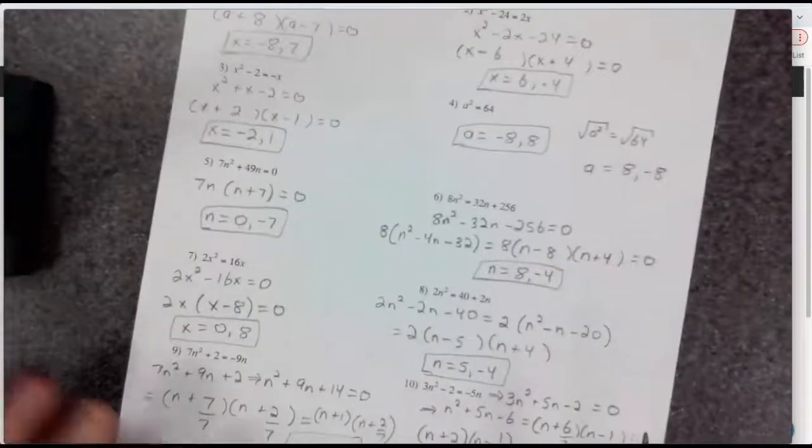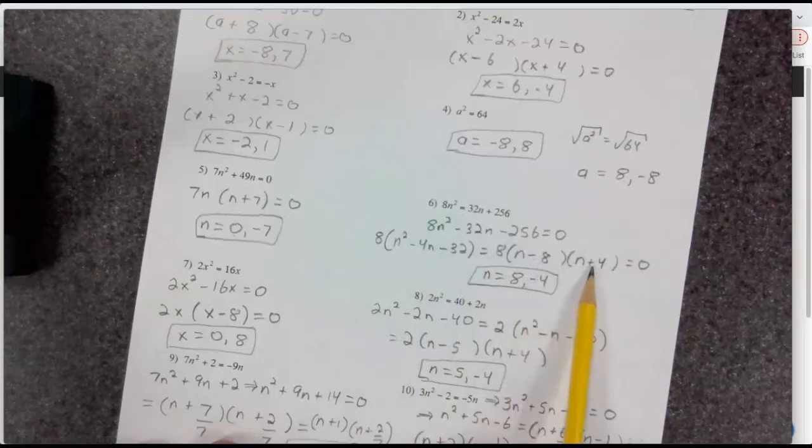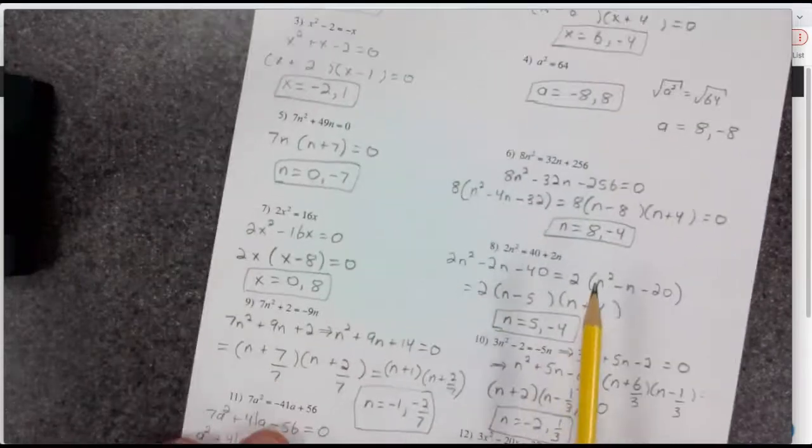All right, number 6. Guys, put it in standard form. I factored out an 8. It's the greatest common factor. Then it was a pretty easy factor then. I got 8 and negative 4.